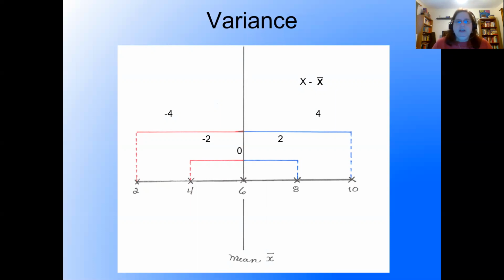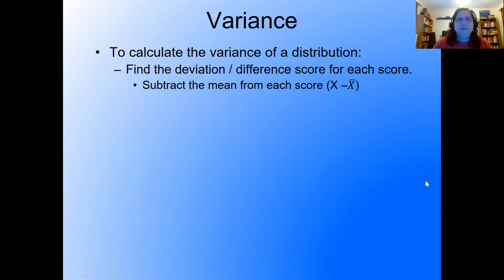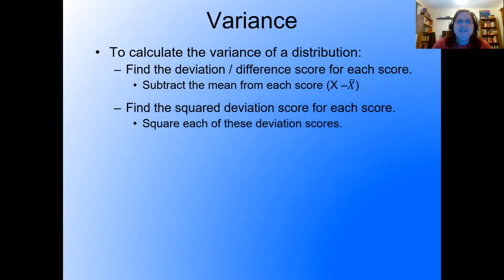Now, it goes a little bit beyond this course to talk about why squaring the numbers is actually a slightly better answer in terms of getting a good estimate of variance than just taking the absolute value. So we will go ahead and square the numbers. So we're going to now calculate the variance of a distribution by finding the deviation, or difference score, for each score, subtracting the mean from each score, and then we're going to add in a step where we square those differences.